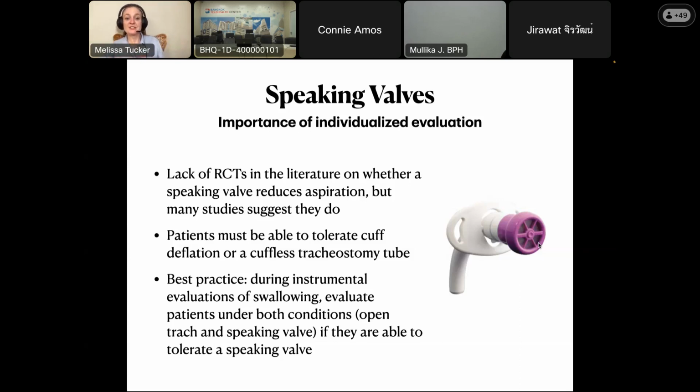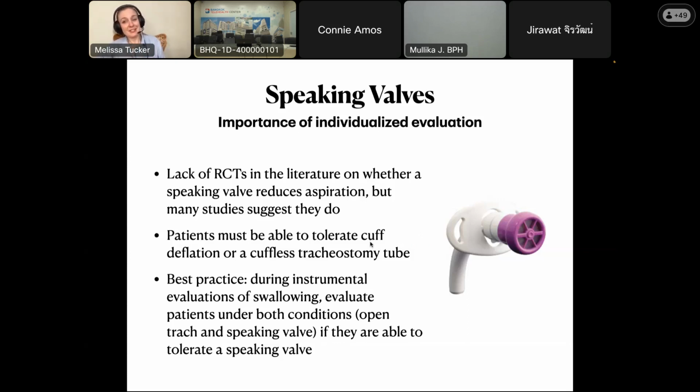Best practice during instrumental evaluation of swallowing is to evaluate patients under both conditions. Sorry, I see a request to annotate the shared content. Okay. Best practice is to evaluate patients under both conditions, so with an open tracheostomy and with a speaking valve if they're able to tolerate it.